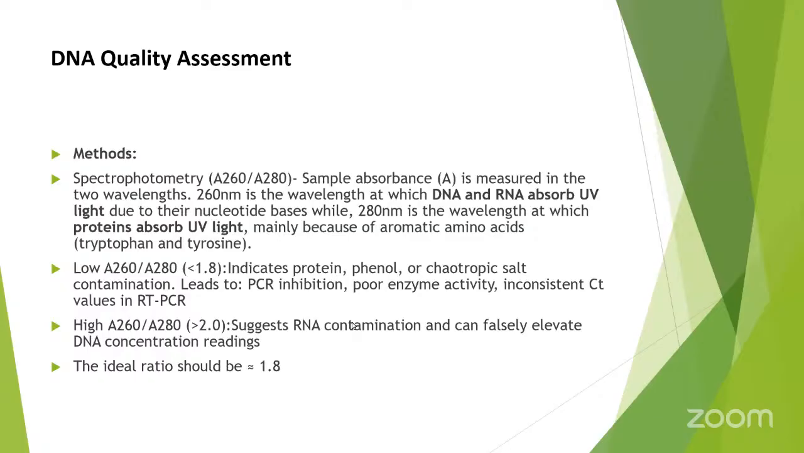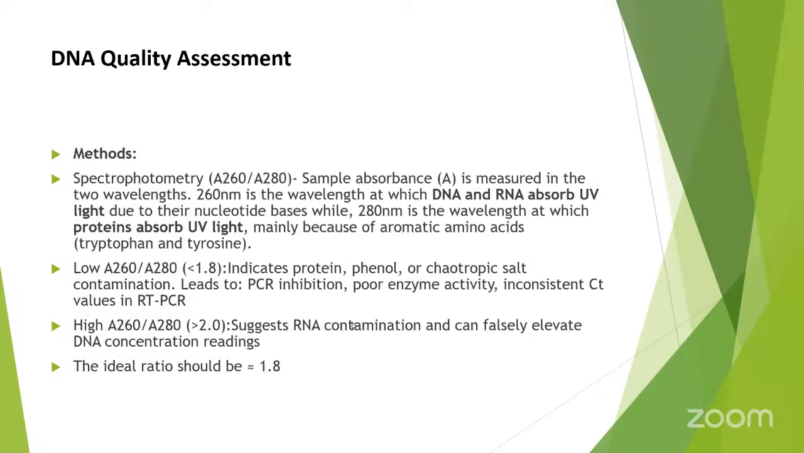spectrophotometry. In a sample, absorbance is measured at a wavelength. 260 nanometer is the wavelength at which DNA and RNA absorb the UV light due to their nucleotide bases, while 280 nanometer is the wavelength at which proteins absorb the UV light, mainly because of the aromatic amino acids, that is tryptophan and tyrosine.